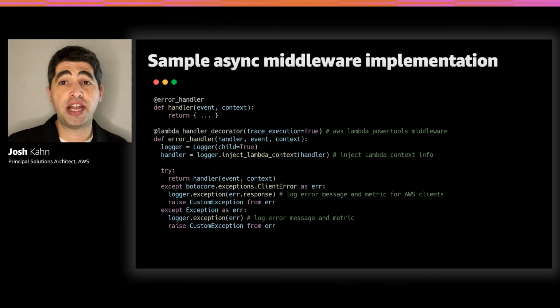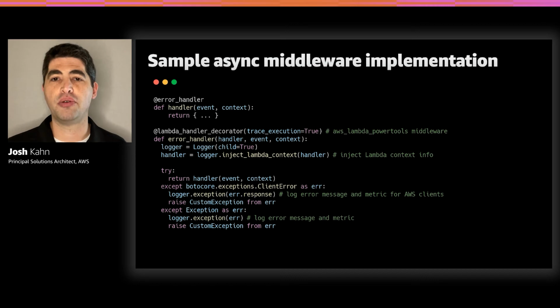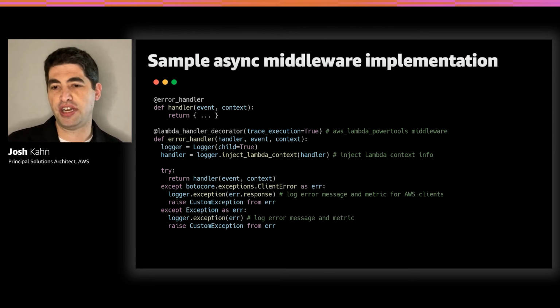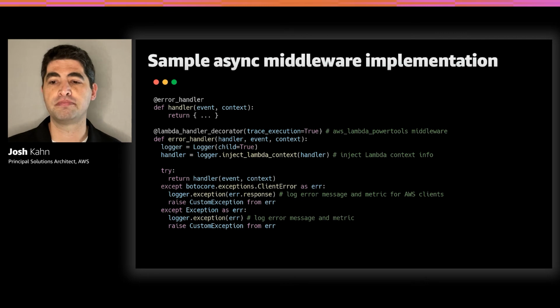The implementation actually looks very similar. Again, we're using AWS Lambda Powertools to build some middleware. Here we're showing you how to add some additional detail to what messages get logged to CloudWatch by adding the Lambda context. And we're also showing how you could potentially break out different types of errors. Here we're breaking out AWS service errors from the Boto framework and handling them slightly differently than we would just any other generalized exception.